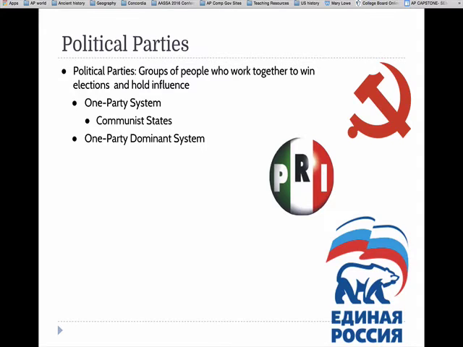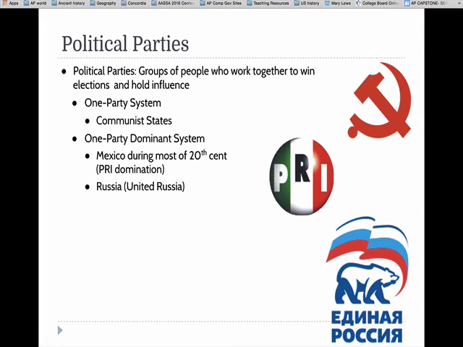There's also one-party dominant systems. In a one-party dominant system, other political parties are allowed, but there tends to be one party that dominates the elections. Mexico is going to be the best example of this. We're going to talk about it when we get to that unit. But they have had one party, PRI, that have dominated the majority of the presidential elections as well as legislative seats over the 20th century.